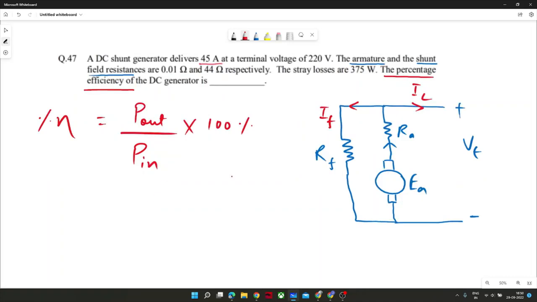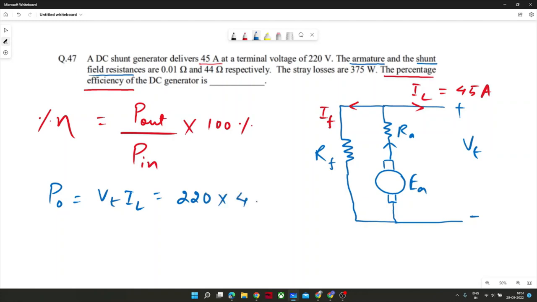Now, we know that terminal voltage is VT. If we calculate IL, then we will know our output power. And this 45 ampere is given. It is delivering at the terminal only. So IL is 45, given. So we know output power, right? PO is equal to VT and IL.